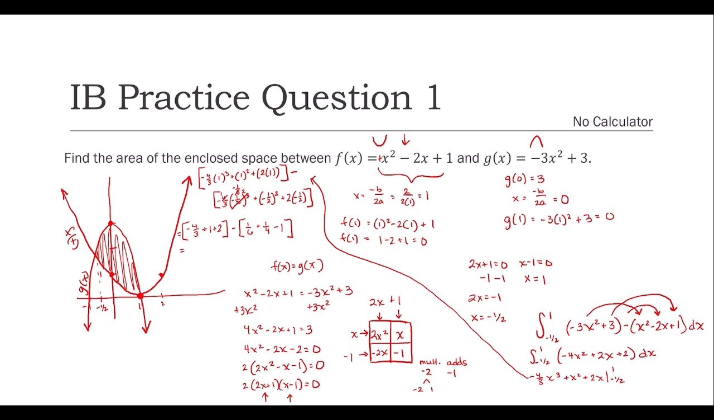So then we have a common denominator of 3 for our first part. So we have negative 4/3 plus 3. So it's going to be negative 4/3 plus 9/3 minus, we'll have a common denominator of 12 for our second part. So we'll have 2/12 plus 3/12 minus 12/12.